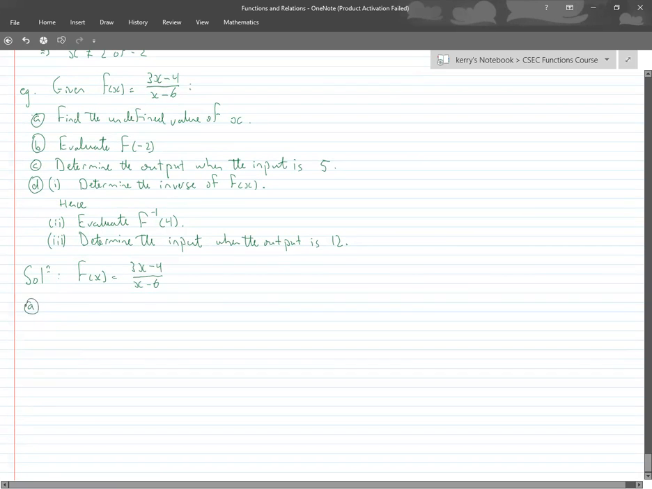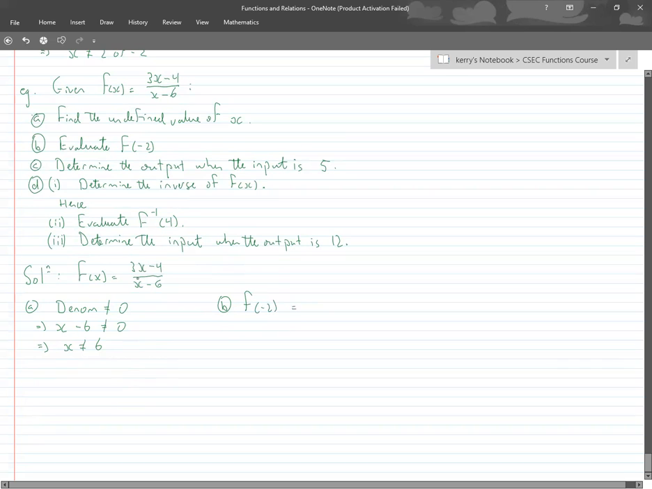So remember, the undefined value of x is the value of x for which the denominator is 0, because we don't want the denominator to be 0. So for the undefined value, remember that the denominator cannot be 0. So this gives us x minus 6, because that is the denominator, cannot be equal to 0. So our undefined value of this function is x cannot be equal to 6. Nice and easy question there. Let's go with part B. So part B, they want us to evaluate f of negative 2.